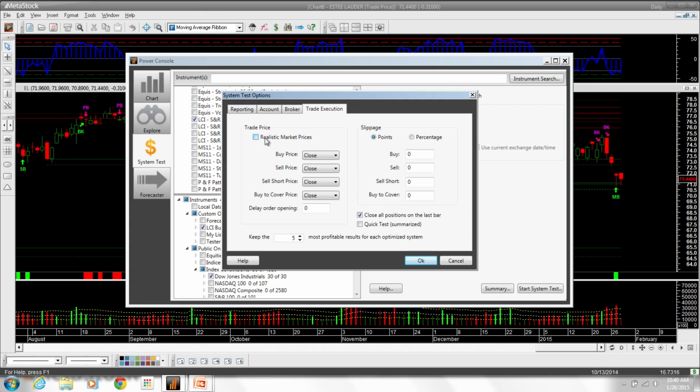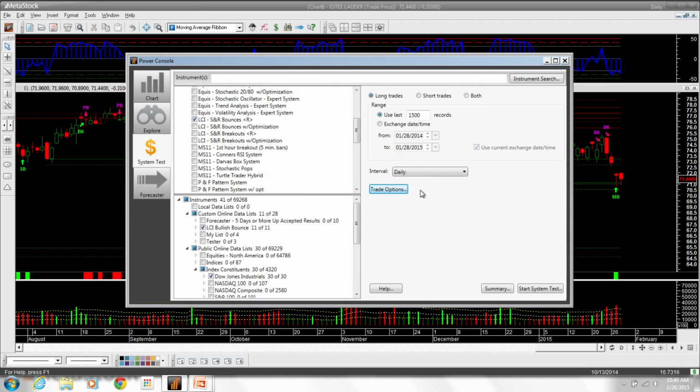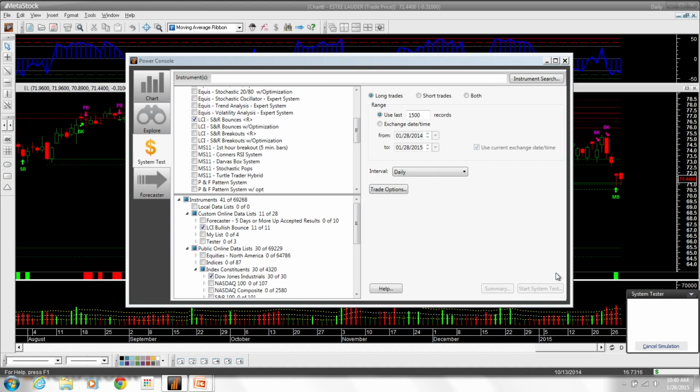So we'll uncheck realistic market prices, set everything to close is fine. Make sure your delay order opening is set to 0. We'll say OK, and we're going to go ahead and say start system test. What this is doing is crunching again all the buy signals that I've had over a 1500 period, which is about 5 years. So with the buy signals over the last 5 years, how have they performed?